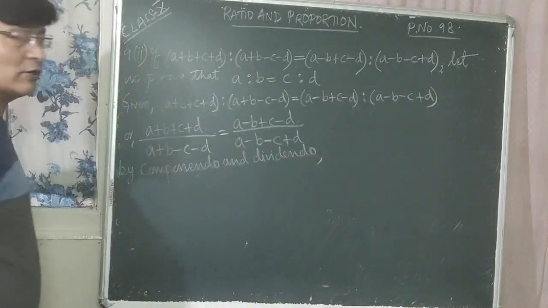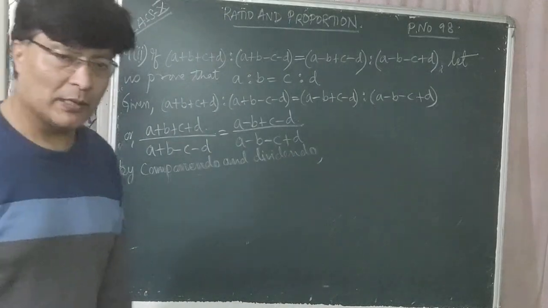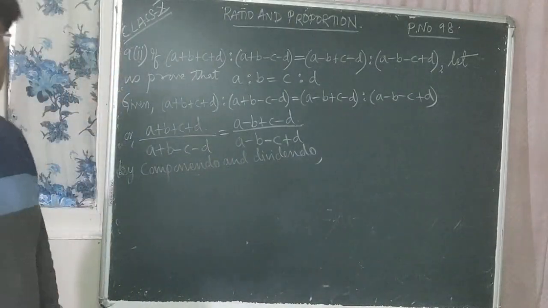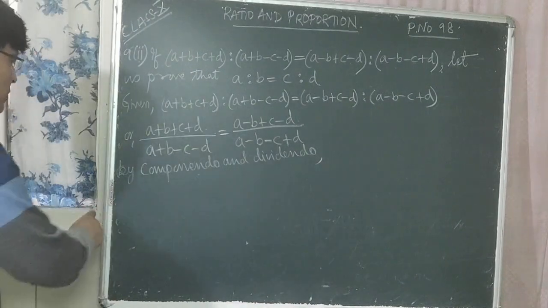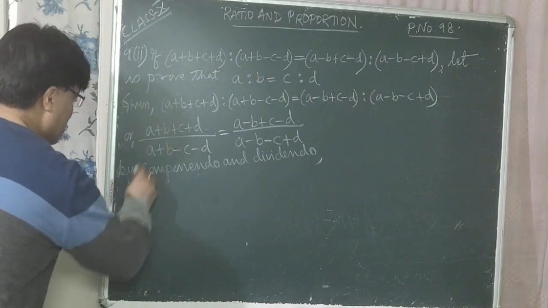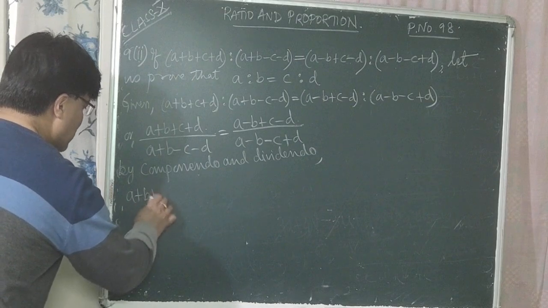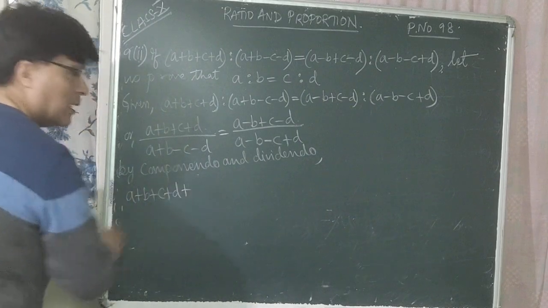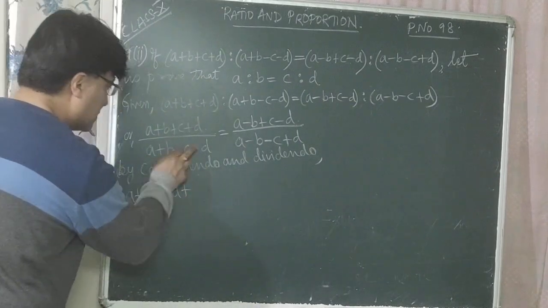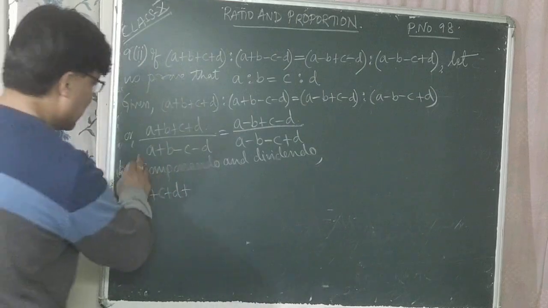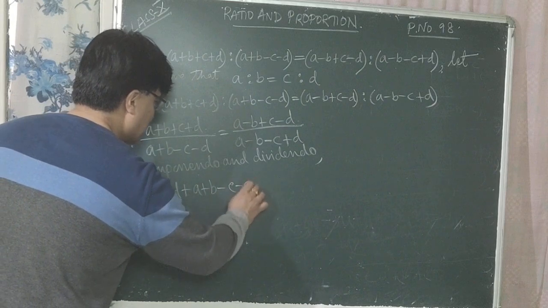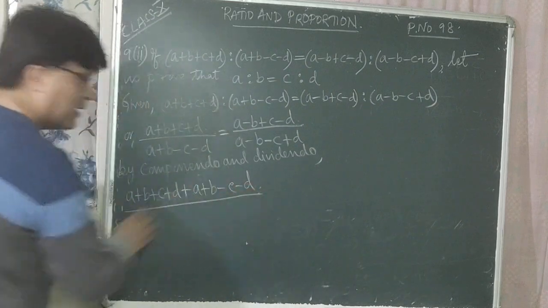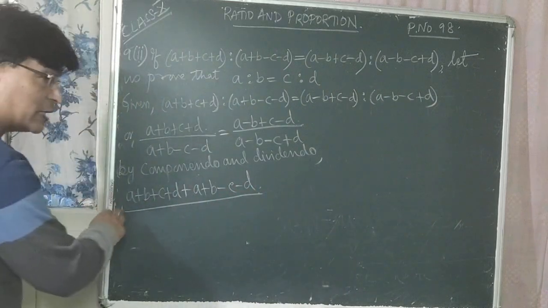So what do we get? By componendo and dividendo, let us write plus sign in the numerator and negative sign in the denominator. That is numerator plus denominator. What is numerator here? A plus B plus C plus D. But because of this plus sign, the sign will not be changed. That is plus, what is denominator? A plus B minus C minus D. Whole divided by, in the denominator also, numerator minus denominator.